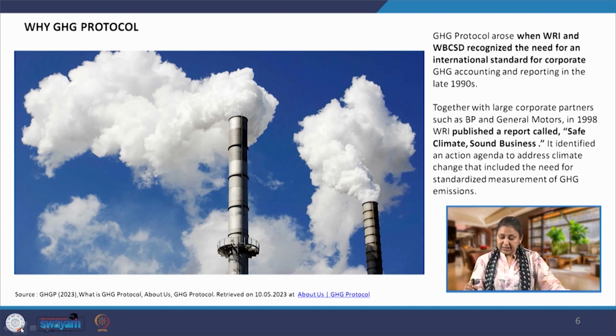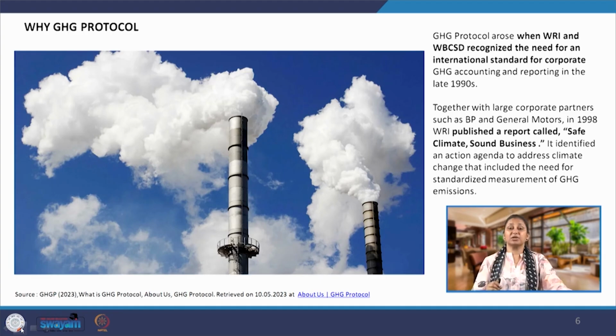So, in 1998, WRI actually published a report which was called Safe Climate and Sound Business. This particular report is considered as a parent report or the origin of what later came to be known as GHG Protocol. This report was prepared and published by WRI with the help of large corporate partners such as BP and General Motors. That was in 1998. Now, this particular report identified the action agenda to address climate change that included the need to standardize the measurement for GHG emissions.